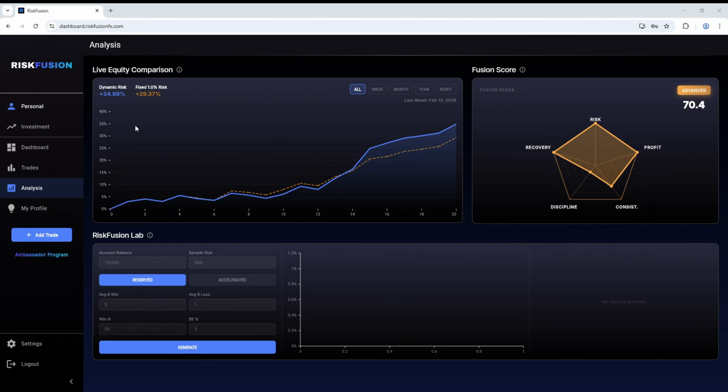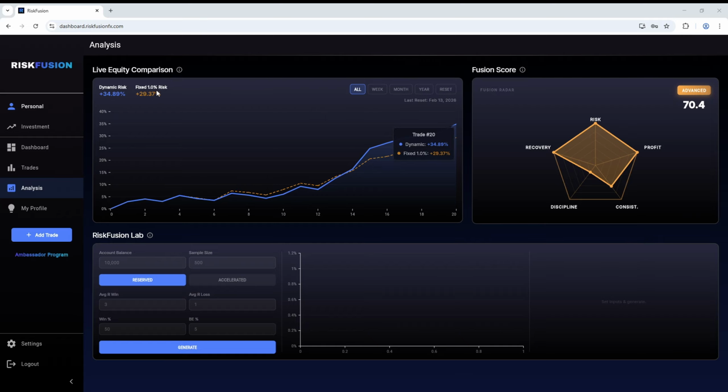Say for example you've been following along with the dynamic risk models. It says that you would be up 34.89%. Now, you don't have to be following along with it. You can be using your custom risk, but that is just the value that is tracking your current trading performance. So it says you're up 34.89 up here at trade number 20.